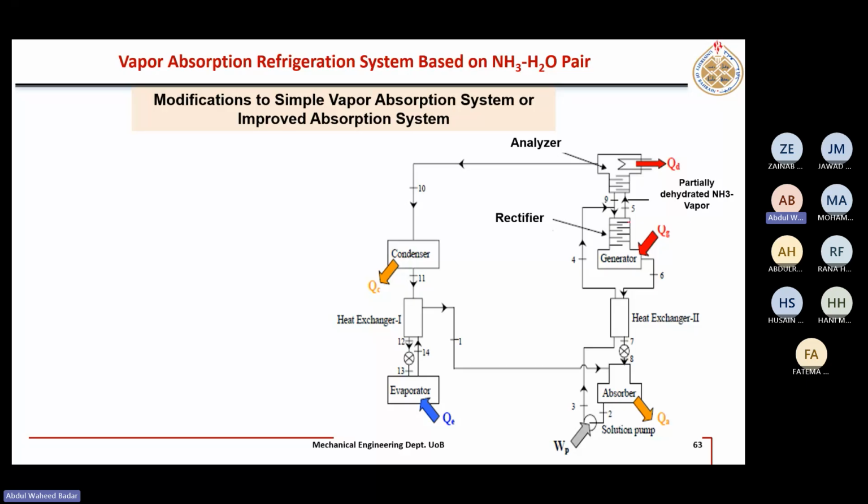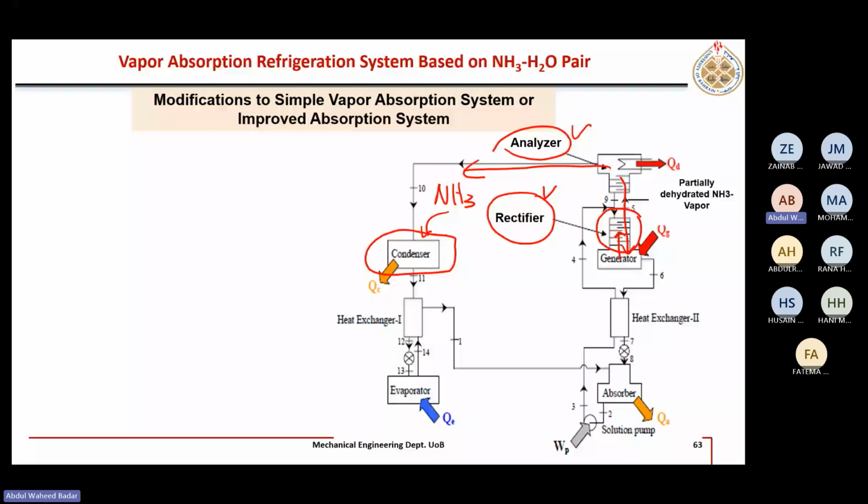I will briefly explain in the next class the function of the rectifier and analyzer. The purpose is simple. We want to eliminate whatever water is evaporating inside this generator, and this water should be condensed back. Only pure ammonia should be flowing towards the condenser. The working principle of these two is very simple. So I will explain in the next class, and then we shall start the next chapter. Okay, so I stop here.